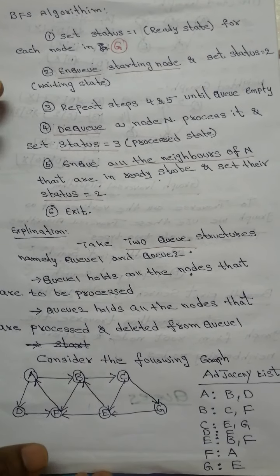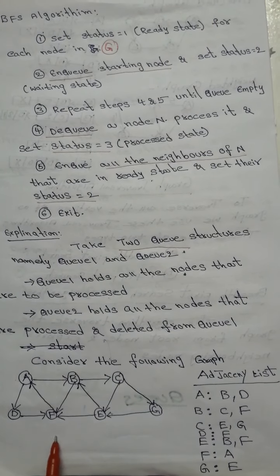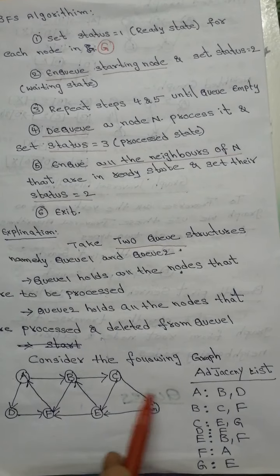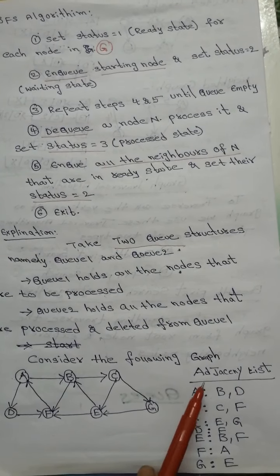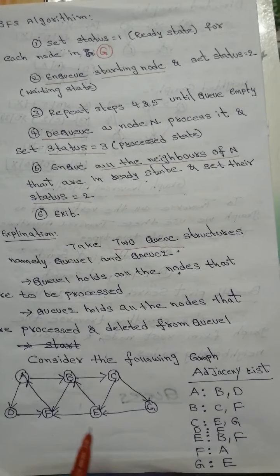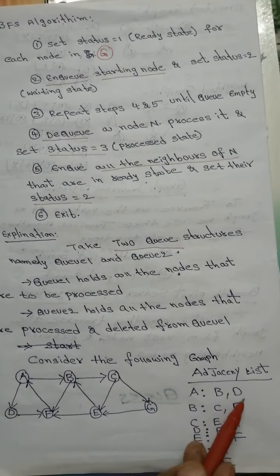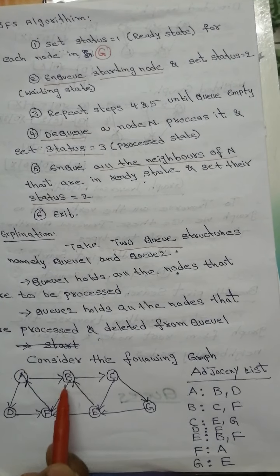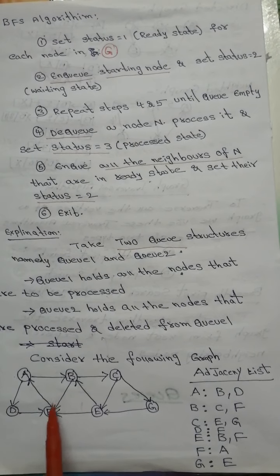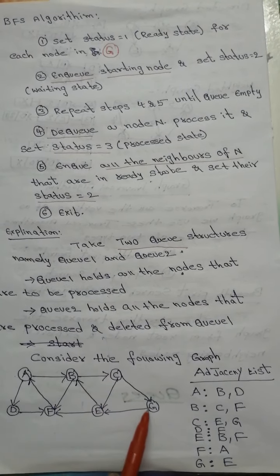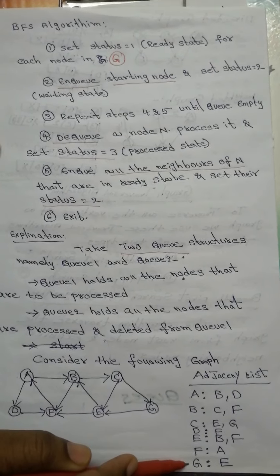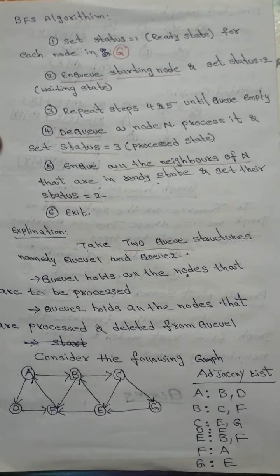Now consider the following graph. A, B, C, D, E, F, G are the nodes. Now what are the adjacency nodes for each and every node? What are the immediate adjacent nodes to A? B and D are the adjacent nodes. For B, remember it is a directed graph, the adjacent nodes are C and F. Next C: G, E. Similarly, noting all the adjacency nodes for each and every node in the graph.